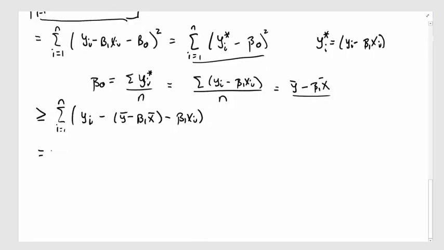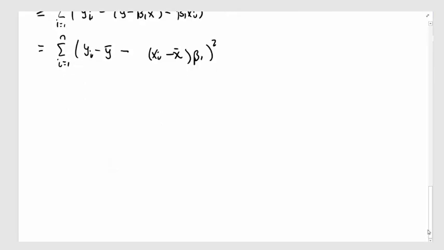Now, this is equal to summation i equal 1 to n of (yi minus y bar) minus (xi minus x bar) times beta 1, squared. And I forgot my square right there. Now, I'm going to put some parentheses here. I'm going to rewrite this again. This is summation i equal 1 to n of (yi tilde minus xi tilde times beta 1) squared.